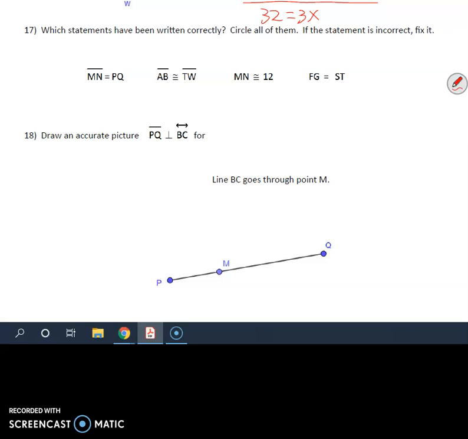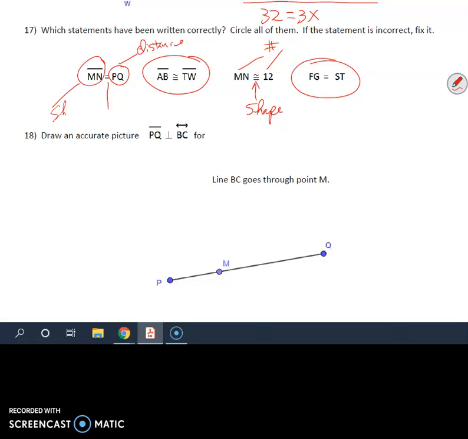Last two problems, which ones are correct? These two here are correct. The reason why this one's not correct is because that symbol is used for comparing two shapes, and these are both numbers. And this one here, that's an equal sign, which means they both have to be numbers. This isn't a number, it's a distance. So that does work. But this one here is a shape. So we have an issue between the equal sign and the things we're comparing.